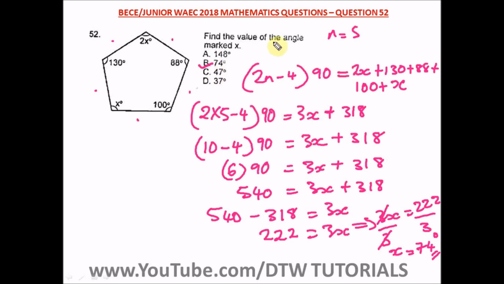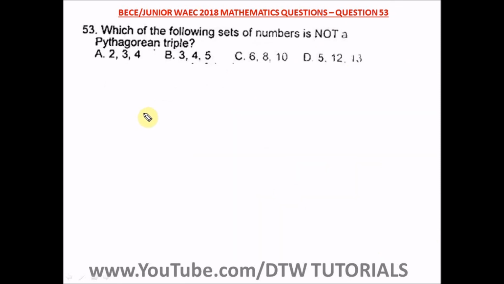For these questions, you need to know the sum of the interior angles of a polygon. Okay, so you need to know this formula, all right, and equate it to the angles. So the sum is equal to this particular formula. All right, so our answer is option B. Question 53 of the BECE Junior WAEC 2018 Mathematics Past Question.